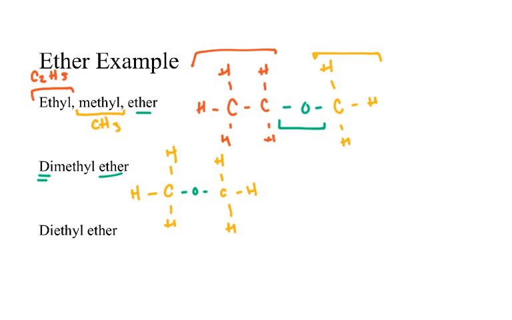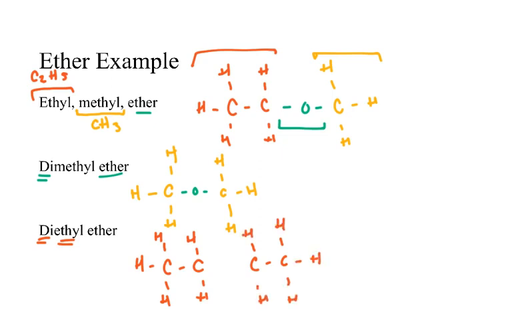Again, we have diethyl, so we have 2 ethyls connected by an oxygen. So remember, our ethyls are C2H5, and then C2H5, and then we follow it up with our ether in the middle, and there you go.